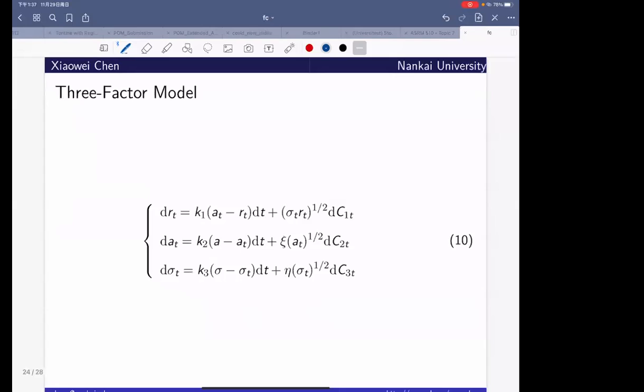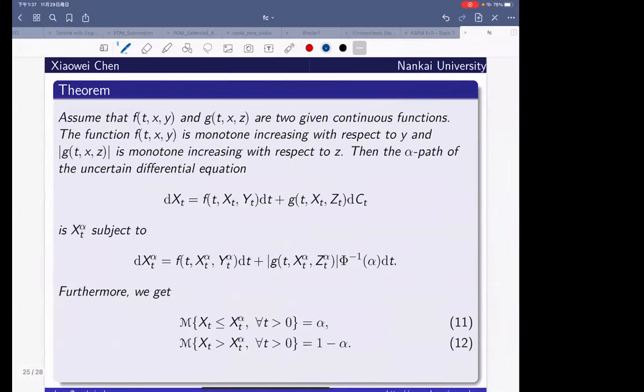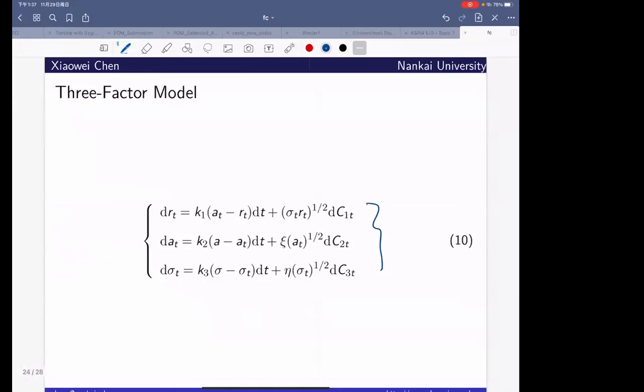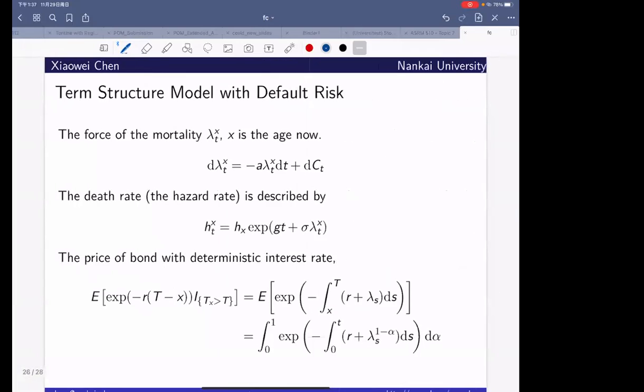And we also create a three-factor model. We put the inflation and the volatility process into the model together, and we also prove the alpha path of the system solution. It's not very difficult to prove the alpha path solution. And we put the alpha path solution into the formula and find the solution.